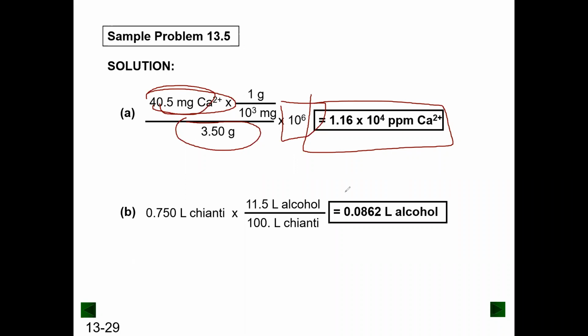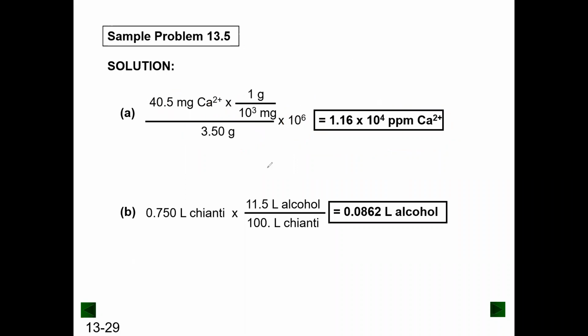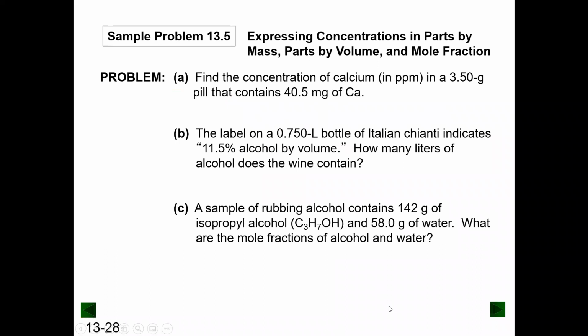Wait, can you explain quickly why it's 40 over 0.5 over 3.5 and not the other way around? Okay, so if we go back to the previous question, right? It says a 3.5 gram pill. So that's our big picture. I get it. Okay. All right.